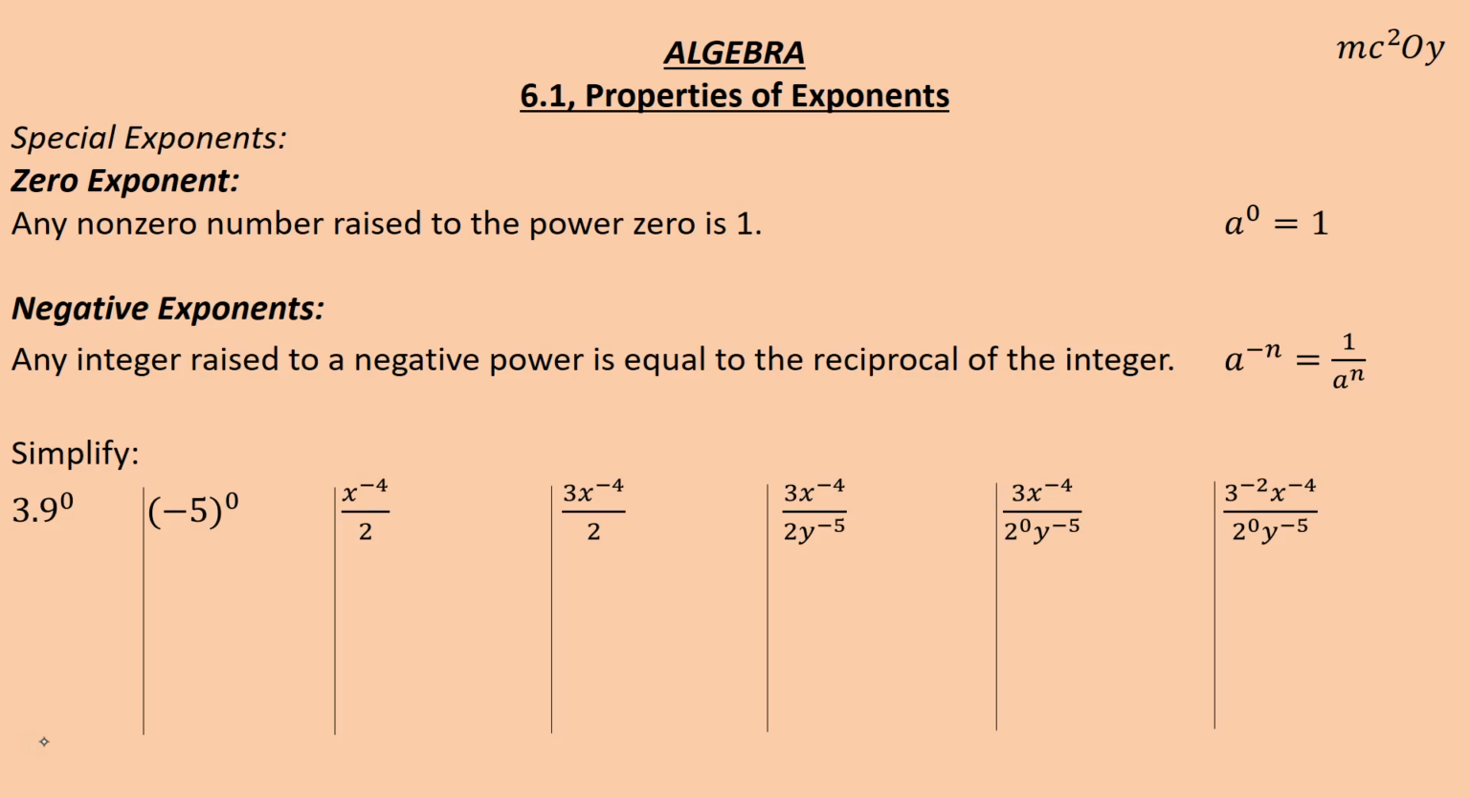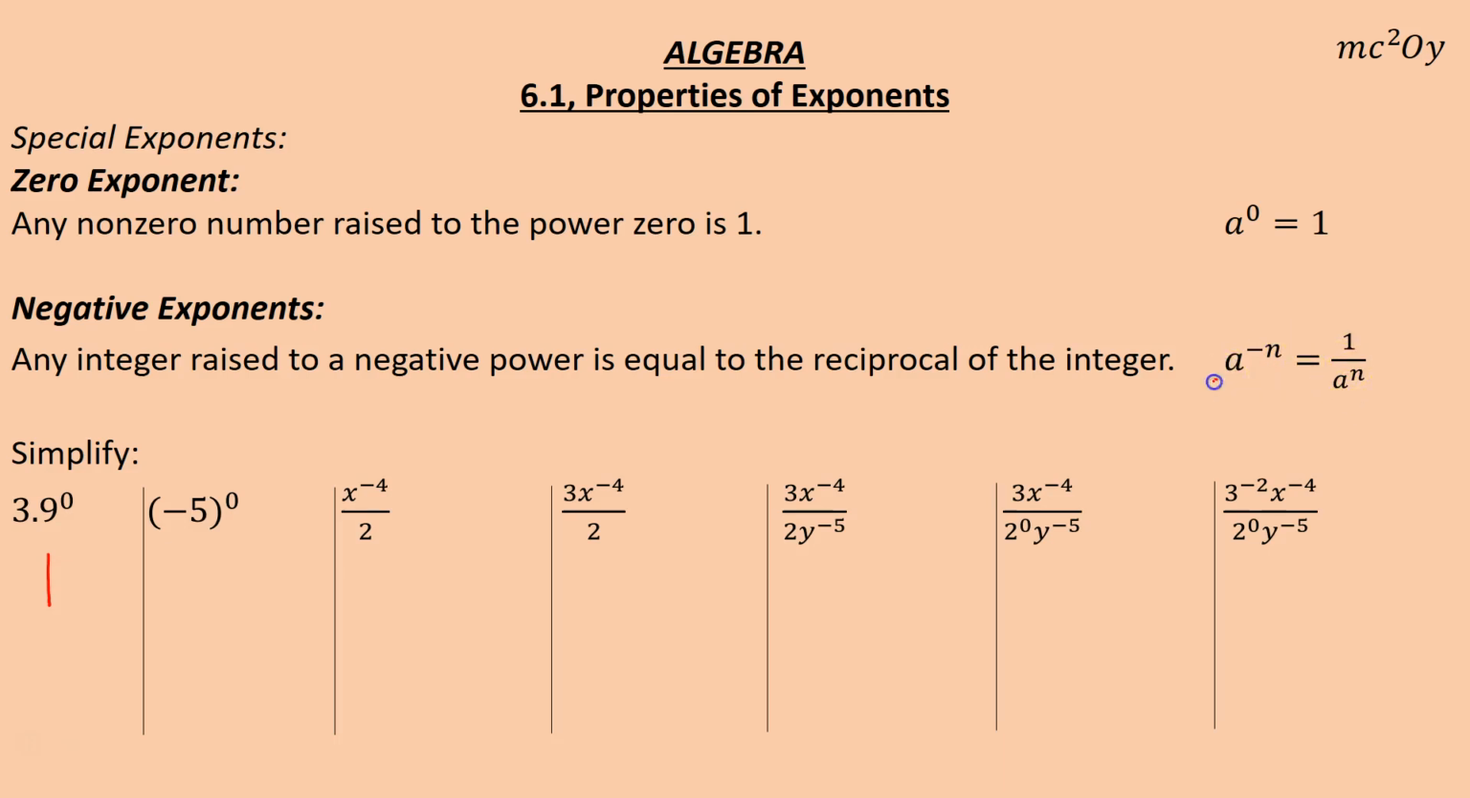The zero exponent: any non-zero number raised to the power of 0 is 1. So for instance, a to the 0 is 1, or if I move down here to these simplified ones, 3.9 to the 0 is 1. It's always 1.